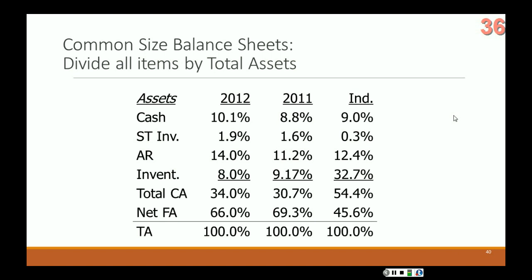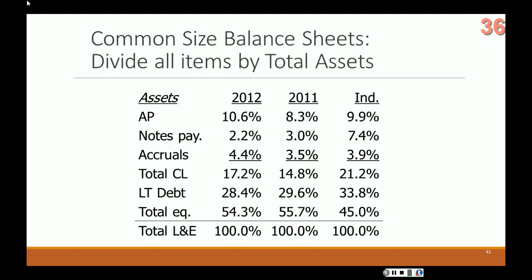So another way to analyze the balance sheet and income statement is to do a common size balance sheet. So here we divided all items by total assets to determine their percentage makeup of the balance sheet. So we can continue. This is still dividing all items by total assets.